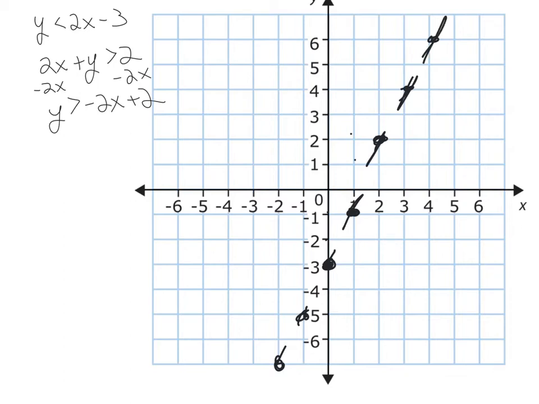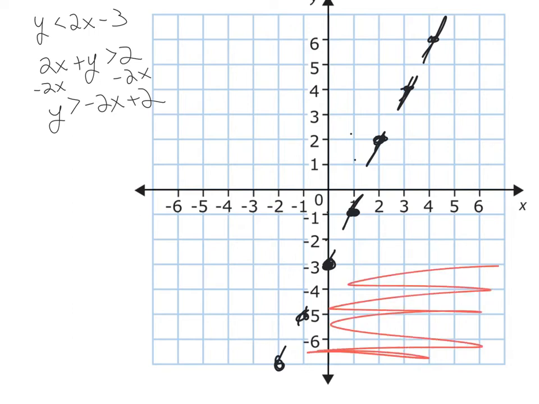Now we just have to figure out which side to shade. I recommend using different colors or at least different designs to make it clear where one side is shaded, where the other side is shaded, and where there's overlap. We try 0, 0. Is 0 less than negative 3? Sorry, 0 is not less than negative 3, so we have to shade this side over here.